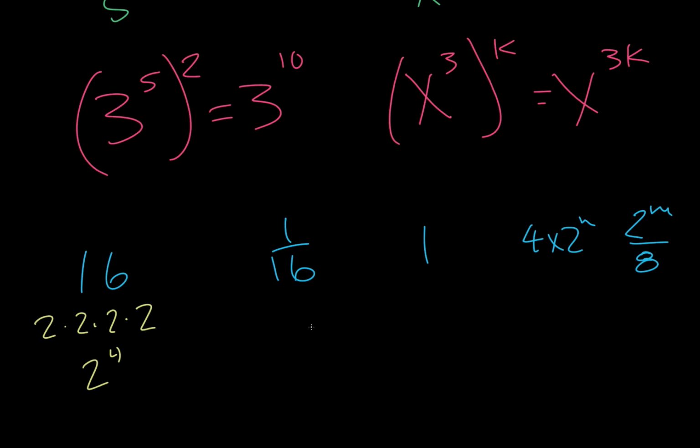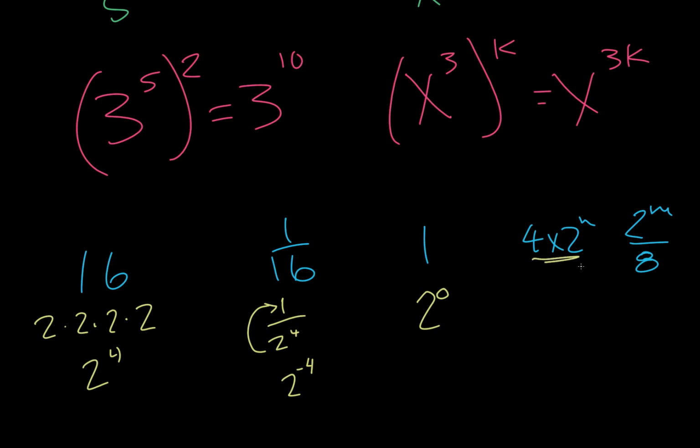Now 1 over 16 is going to be the same thing, so it's going to be 1 over 2 to the 4, but we're going to use that negative exponent rule in reverse, and so we want to bring this up top, and so we need to change it to a negative 4. So 2 to the negative 4 is like saying 1 over 16. For the 1, we're going to use the rule that anything raised to the 0 power is 1, and so simply just write it as 2 to the 0.